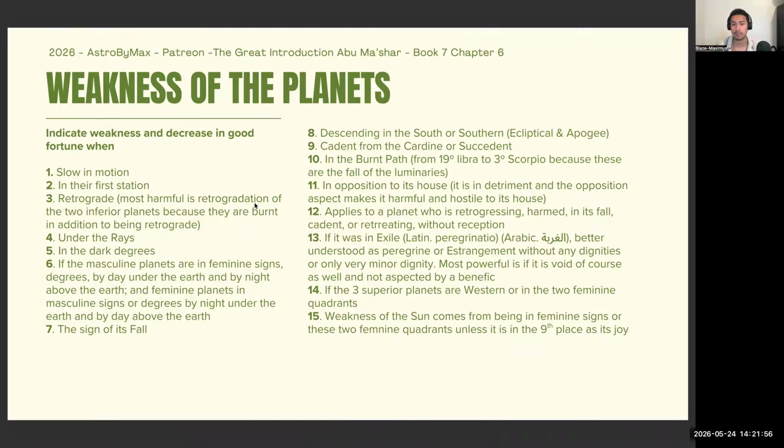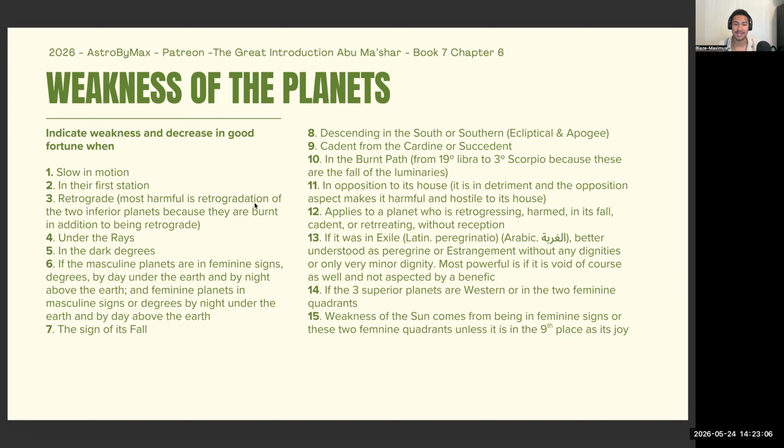And if it's in its exile, which is understood as its peregrine, or being estranged, which is a planet without any dignity or very minor dignity. So literally, if a planet just has no dignity, like Venus in Leo, Venus in Gemini, there's no types of essential dignities in here. Venus in Sagittarius. The most powerful is if the planet is void, of course, as well, and not aspected by a benefic.